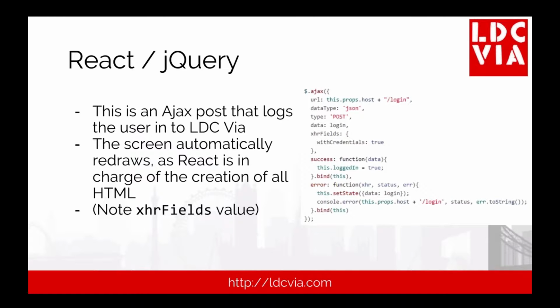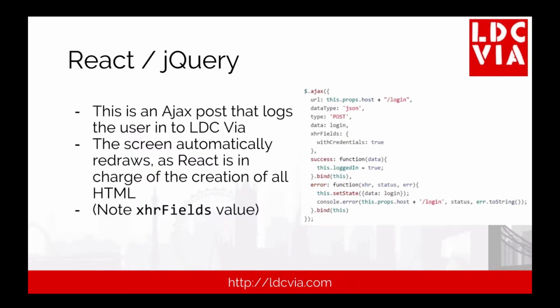By default, when you're doing an AJAX request, you're not normally allowed to pass cookies across. It's a security restriction. We have enabled on the LDC Via server support for cross-domain cookie passing, and for you to take advantage of that, you use this XHR fields property and set the with credentials property to true. What that means is that every request then will pass any cookies that we have for the LDC Via domain across to LDC Via when we make a request to it.